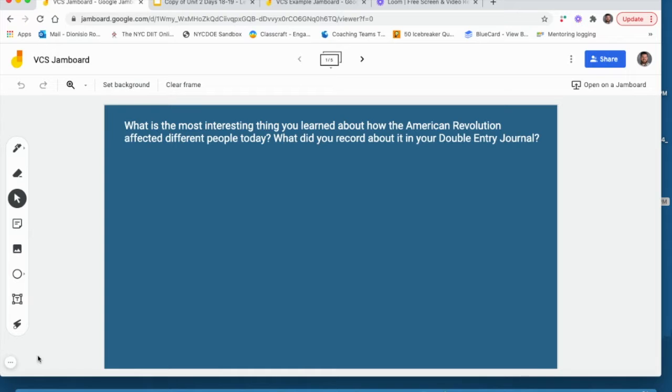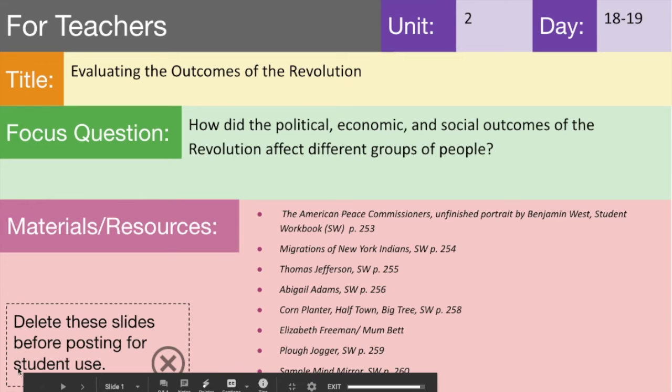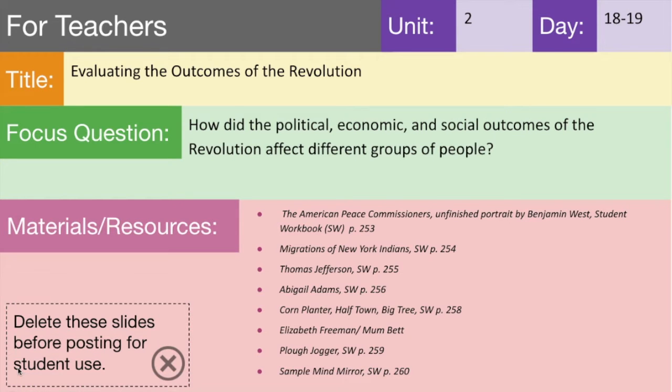I wanted to take the time to talk about how to use the Google app Jamboard to increase collaboration in virtual sessions. For the purpose of this video, I will refer to Unit 2, Days 18 to 19, Evaluating the Outcomes of the Revolution for 7th grade Social Studies, but creating opportunities for students to use Jamboard can be used for any lesson in the Passport to Social Studies curriculum.